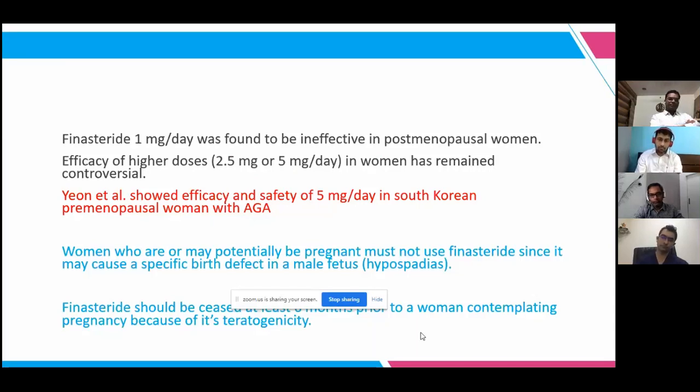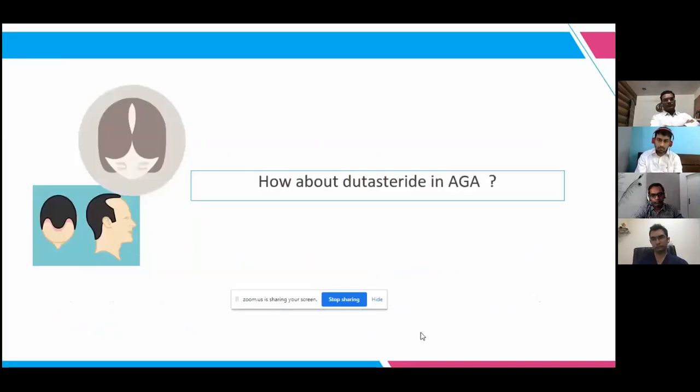So whoever is contemplating pregnancy, finasteride should be stopped 6 months before. That is also an important thing we have to consider when you are going to women of childbearing potential. And how about dutasteride in AGA? Dr. Abhay, do you have any experience with dutasteride?